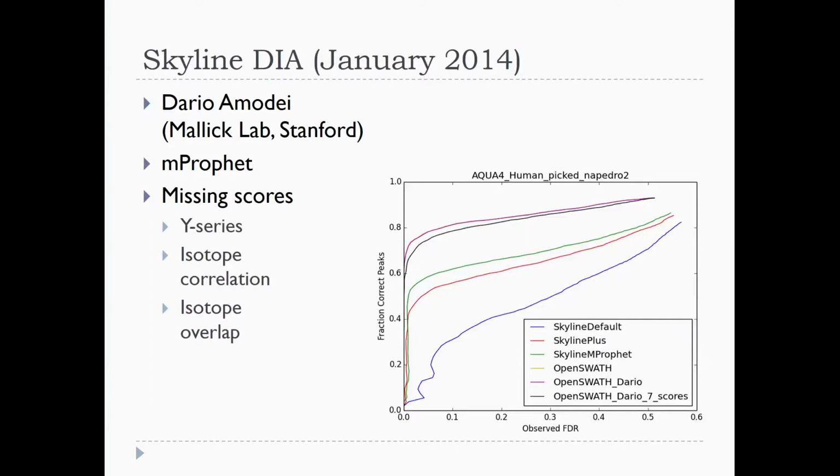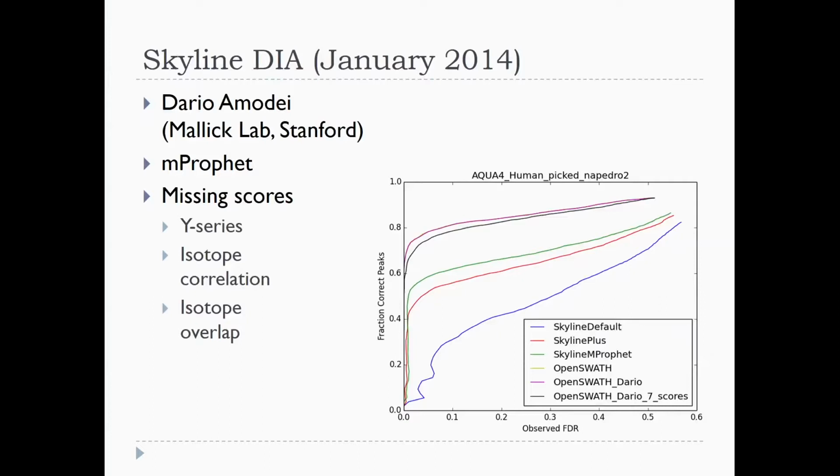This is the original Skyline scoring. What can you tell me about the original Skyline scoring from that blue line? There are actually 2 observations you can make. So are people familiar with an ROC curve? Yeah? And so is that a good ROC curve? No, it's a bad ROC curve.